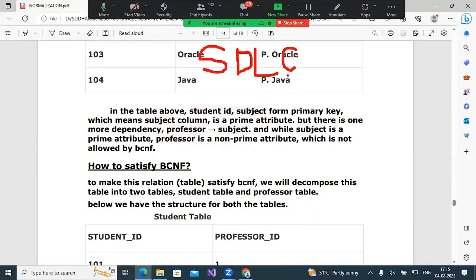No? Software development life cycle. In this there are 5 major phases. Phase number 1, analysis phase. Phase number 2, the designing phase. Phase number 3, implementation or development. Phase number 4, testing. Phase number 5, maintenance. These are the 5 major phases in the software development life cycle.